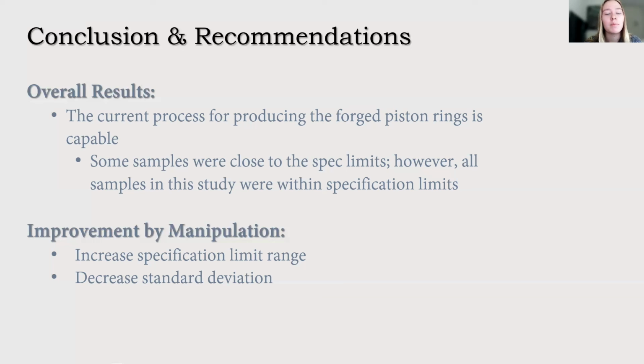So although this process may not necessarily need it, we are always looking for ways to improve a certain process. Some ways we could improve the process would be to increase the specification limit range and decrease the standard deviation. This would increase the process capability ratio, meaning that these changes would produce more conforming parts and increase capability of the process overall. So this concludes our findings for the process capability analysis of Table 6.3.